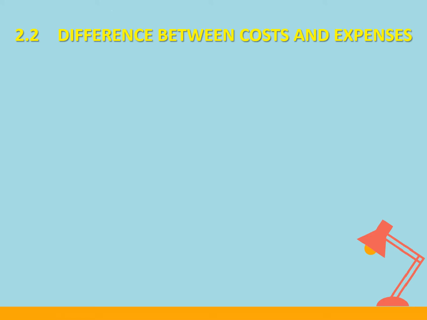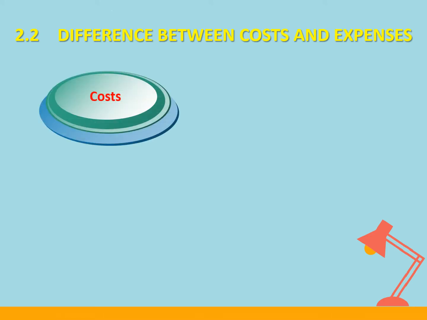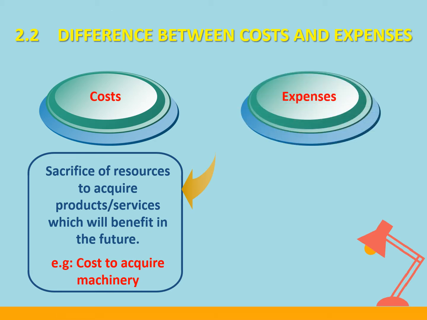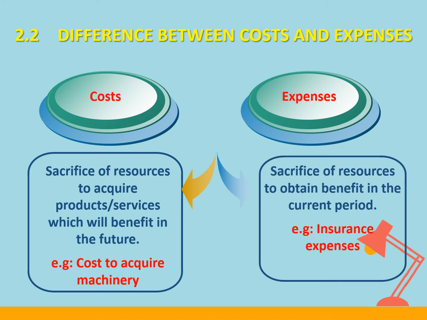Difference between costs and expenses. Costs. Costs are sacrifice of resources to acquire products or services which will benefit in the future. For example, the cost to acquire machinery. Expenses. Expenses are sacrifice of resources to obtain benefit in the current period. For example, insurance expenses.